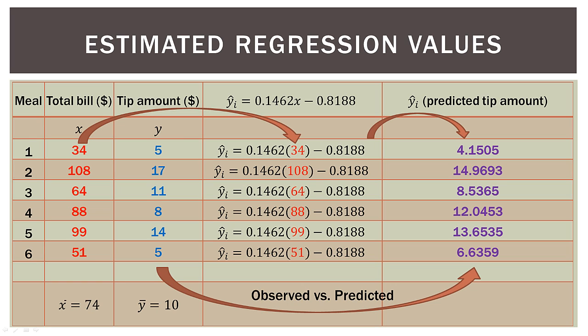that is given using the regression equation. So we have a discrepancy here. We have the observed tip amount and we have the predicted tip amount. And the difference between those two is going to be our error.